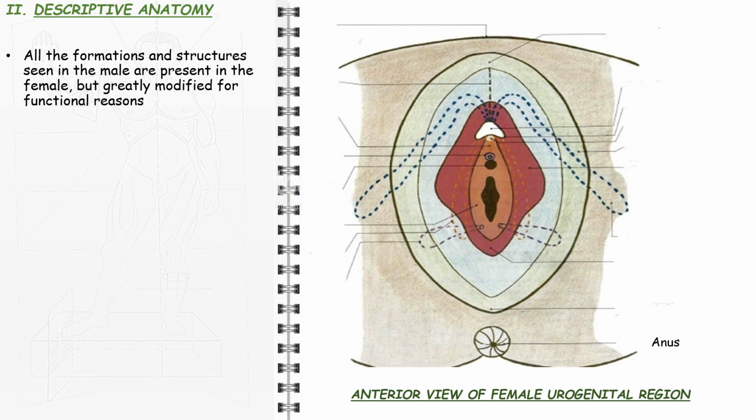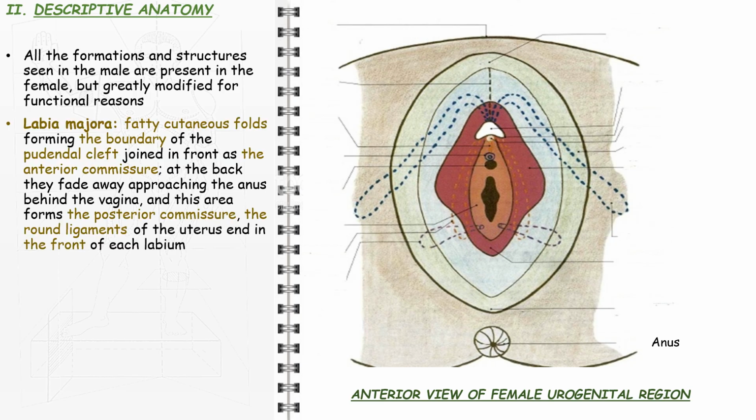Labia majora consist of fatty cutaneous folds rich in vessels forming the boundary of the pudendal cleft, joined in front as the anterior commissure. At the back they fade away approaching the anus behind the vagina, and this area forms the posterior commissure. The round ligaments of the uterus end in the front of each labium. It is 8 cm long, 1.5 cm thick and 2 cm high.